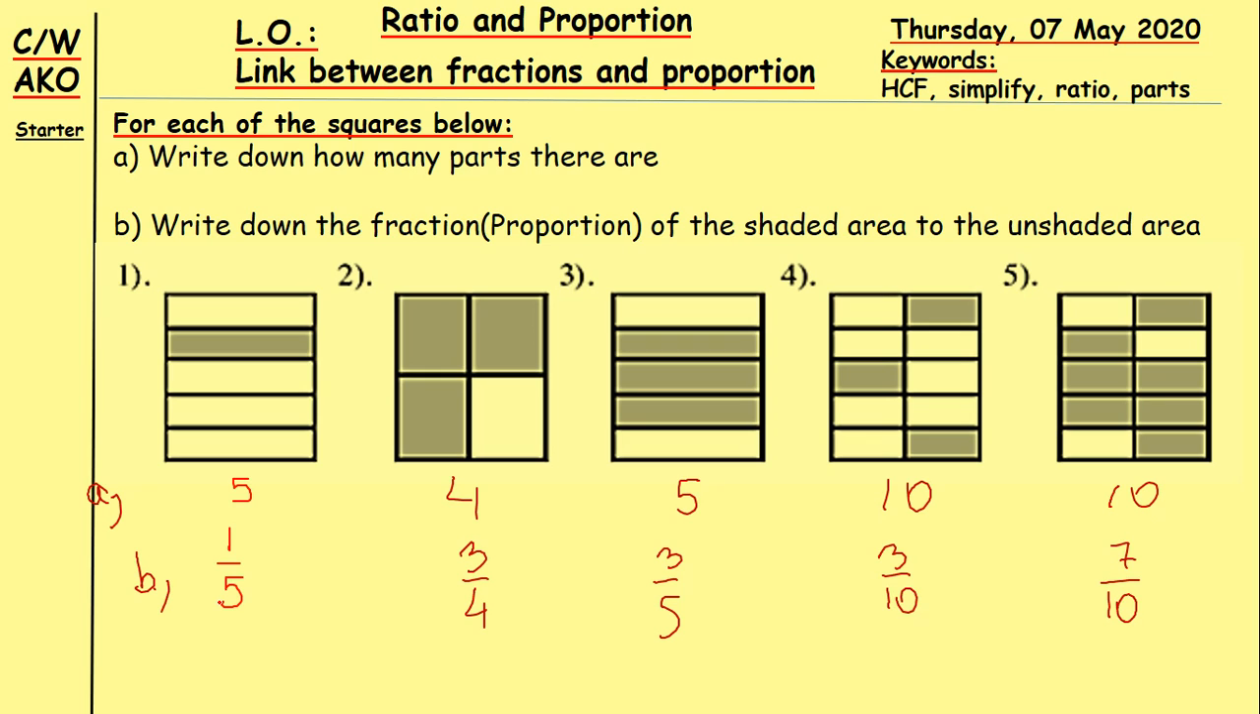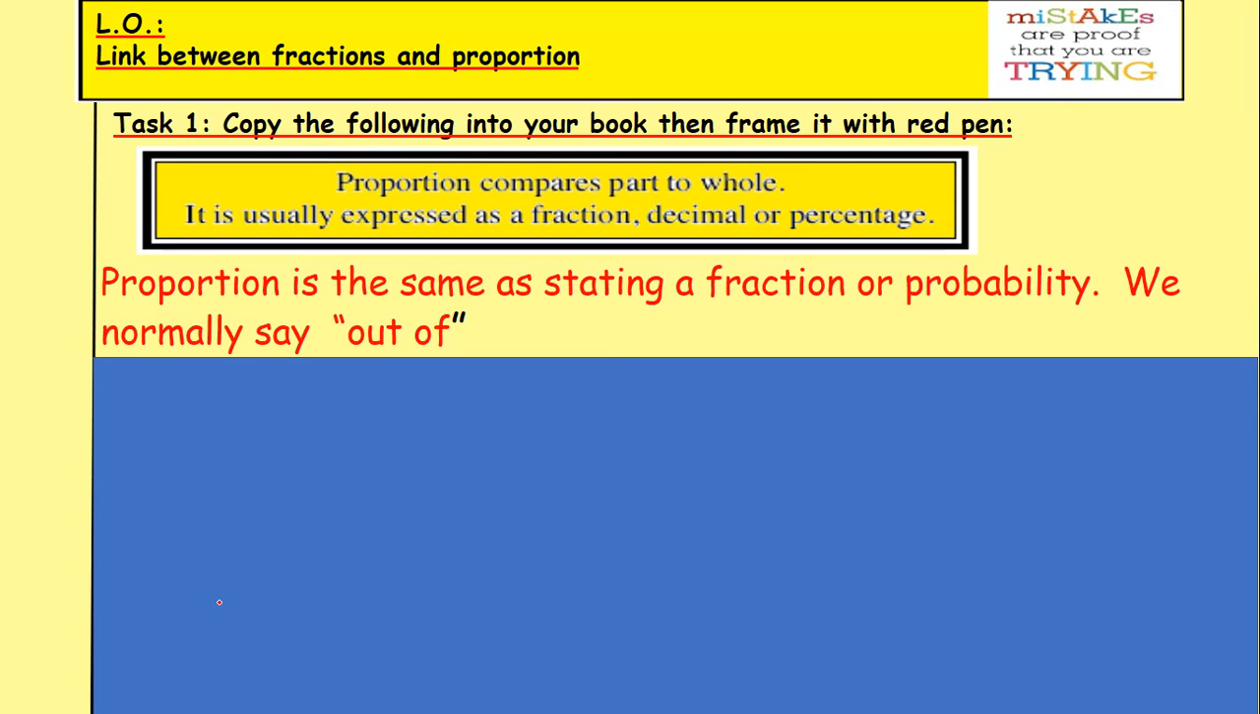So let's see a description, a definition of proportion, okay? So as you can see here, proportion compares part to a whole, which you saw in the previous examples. So proportion is the same as stating a fraction or probability, and we normally say out of because we know out of is actually in maths a fraction line. So let's see some examples.